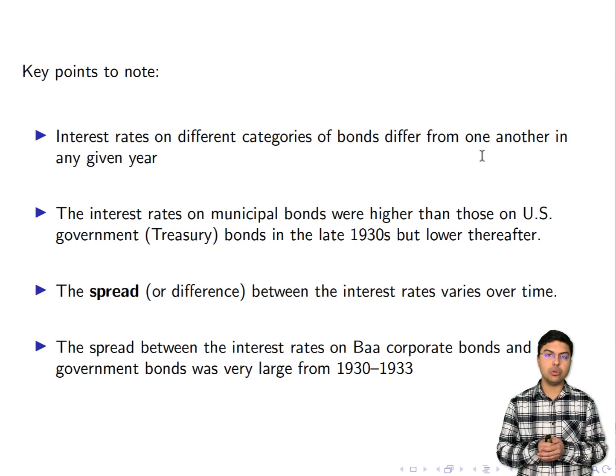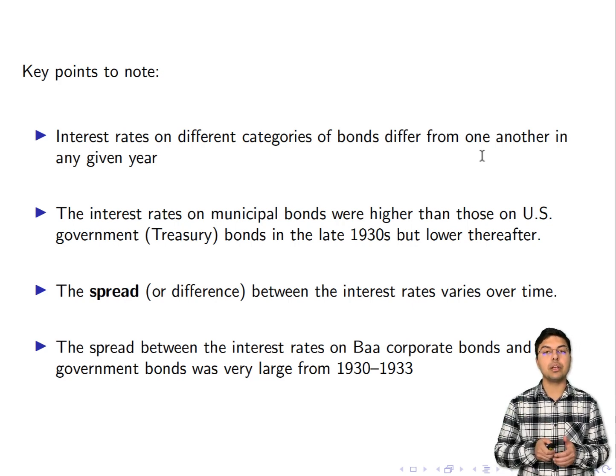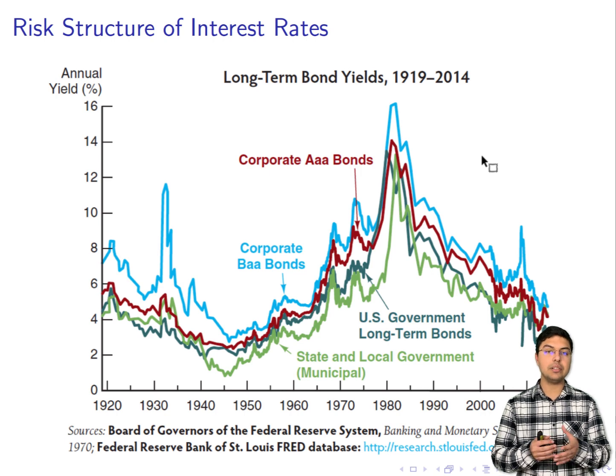What's the second key point to note? The second key point is that the interest rates on municipal bonds were higher than those on US government bonds in the late 1930s, but lower thereafter. You can see in this graph that the light green line, which is the interest rate on municipal bonds, was almost always higher than the dark green line, which represents the interest rate on US government bonds, up till the late 1930s. But thereafter, the interest rate on municipal bonds has almost always been lower than the interest rate on US government bonds, even though, as we have discussed earlier, municipal bonds are riskier than US government bonds, correct?